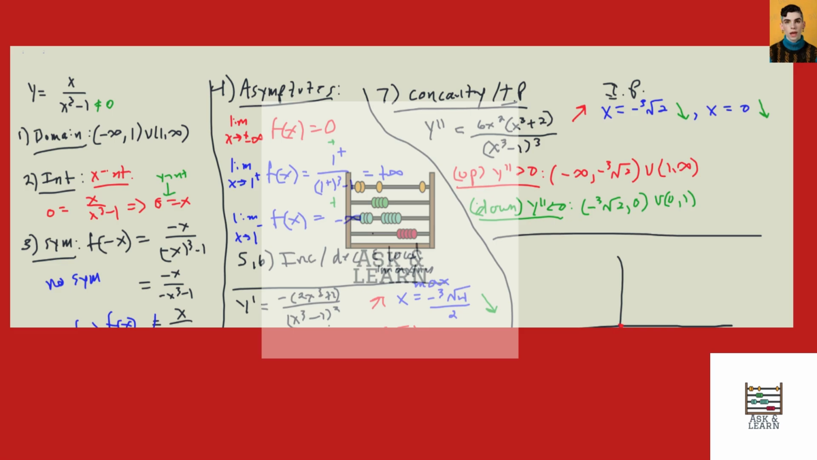So the only intercept we had was x is equal to 0. We have no symmetry. We know that at y is equal to 0, or along the x-axis, we're going to have a horizontal asymptote. And at x is equal to 1, we're going to have a vertical asymptote. All right. We have a maximum at the, and let me go ahead and scoot that over a little bit more, negative cube root of 4 over 2.